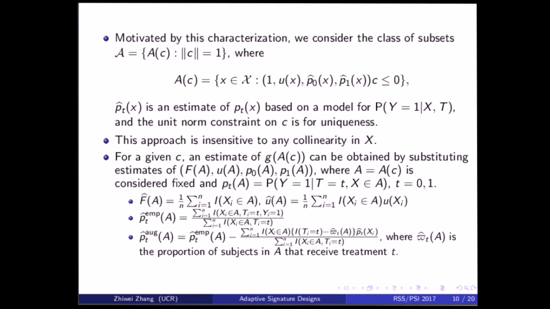If you remember, f of A here is the probability of the subset A under the distribution of X, and U of A is the integral of U over A with respect to the distribution of X. These quantities can be estimated by substituting the empirical distribution of X for the true distribution. Similarly, PT of A can be estimated using a sample proportion. But this empirical estimator may be inefficient because it doesn't incorporate covariate information. That information can be incorporated into an augmented estimator, shown here, with an additional term that involves PT hat of X. If you're familiar with the IPW and AIPW approaches to missing data and causal inference, you recognize the empirical estimator as an IPW estimator and the augmented estimator as an AIPW estimator.